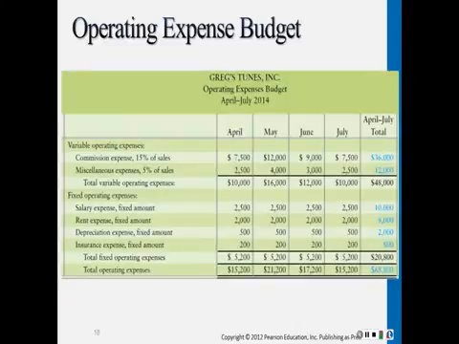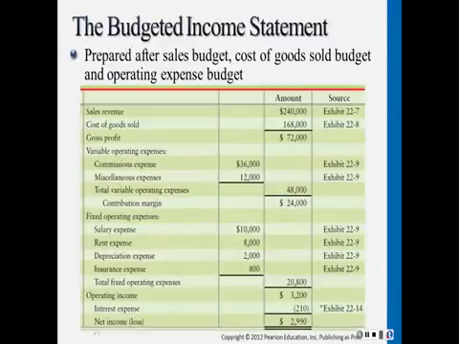This exhibit shows the operating expenses budget. Study each expense to make sure you know how it is computed. For example, sales commission and miscellaneous expenses fluctuate with sales. They're variable. Salary, rent, depreciation, and insurance are the same each month. They're fixed. Review the sales budget and inventory purchases and cost of goods sold budget for Greg's Tunes.